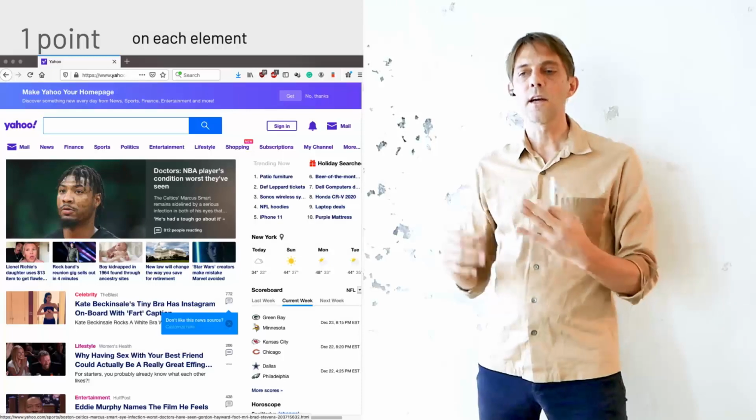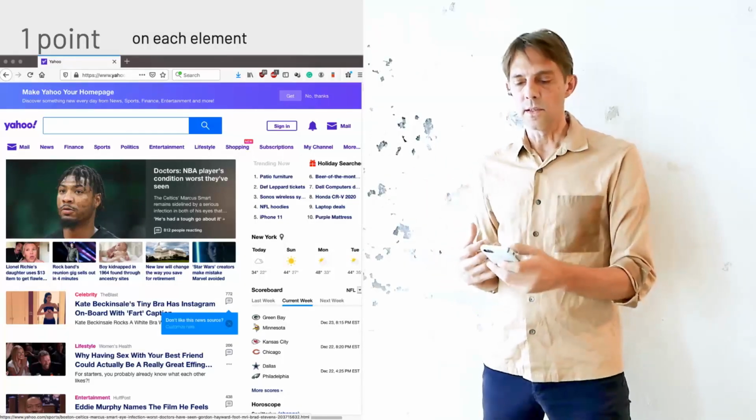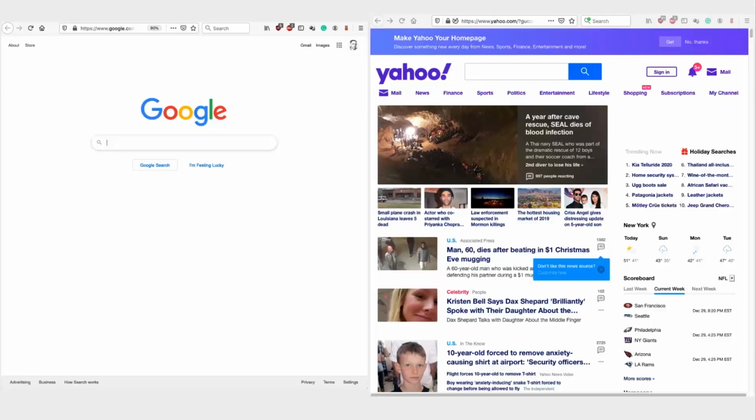So it's very hard to decide, are they a search engine? Are they a news engine? What are they doing? So it's a little bit confusing. When you compare the two together, you can see how much more impactful the Google site is than Yahoo, depending on what you want to try to sell here.